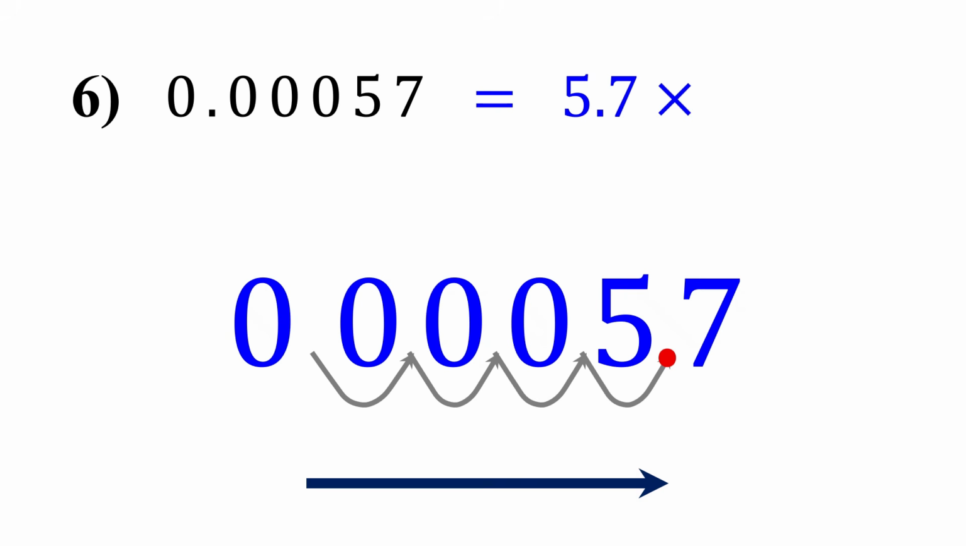The next step is to write the power of 10. Here, the decimal point moved 4 places to the right. That means the exponent is -4. So we write it as 5.7 times 10 to the -4th power. Easy, right? Excellent. Let's try another very small number.